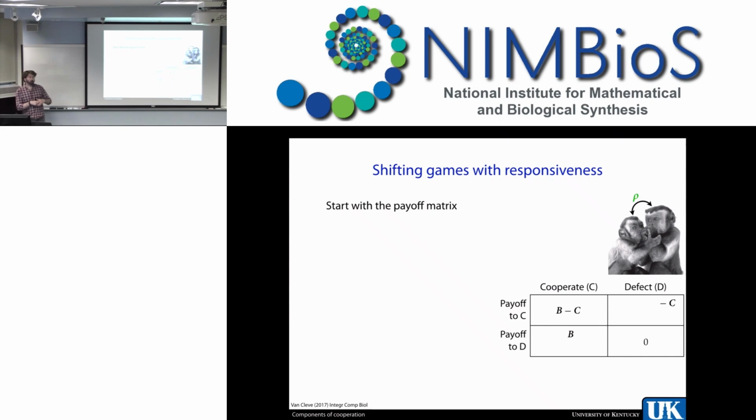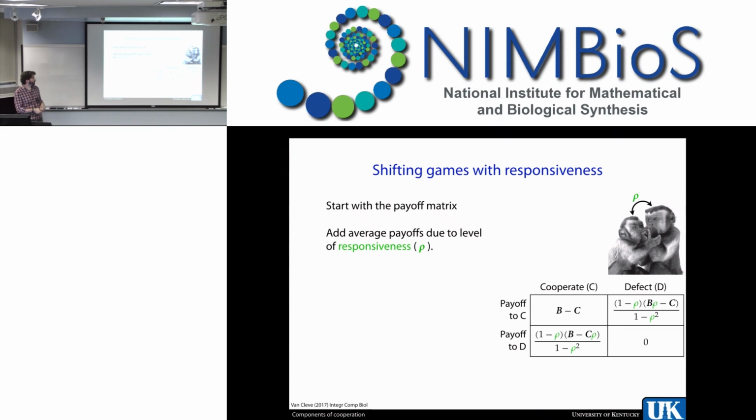So by building a model of what that behavior looks like, in this case you can build a Markov chain of how that process works. Look for an equilibrium: if individuals have a certain level of responsiveness, how much cooperation evolves in that model, and then convert it to this payoff matrix.